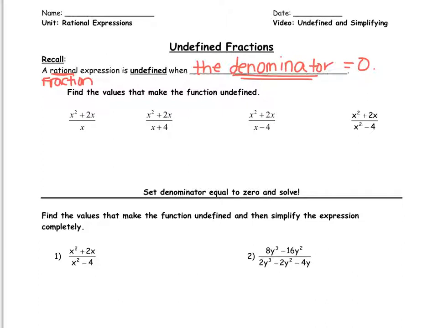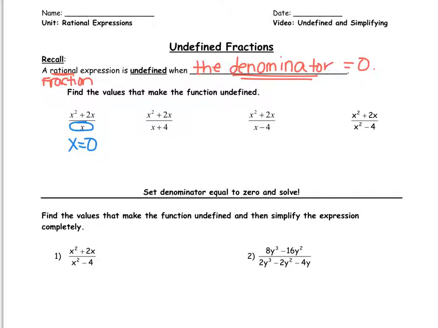So if you look at just the denominator here, clearly for x, the only thing that's going to make it undefined is when x is equal to 0. X could be 1, x could be 2, even -3, -4. As long as it's not 0, then we're good to go.